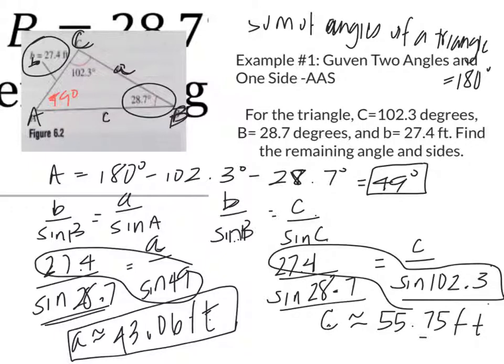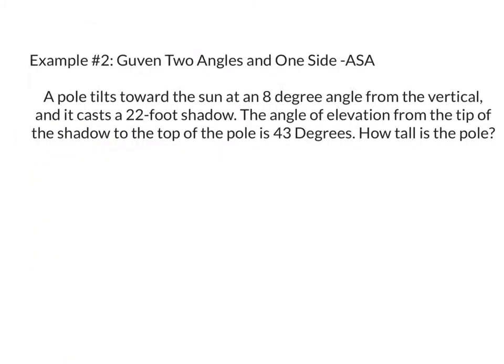All right, let's look at the last one. Okay, in example 2, given 2 angles and one side for angle side angle. So it says a pole tilts toward the sun at an 8-degree angle from the vertical. And it casts a 22-foot shadow. The angle of elevation from the tip of the shadow to the top of the pole is 43 degrees. How tall is the pole?